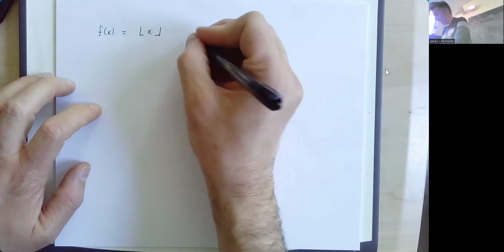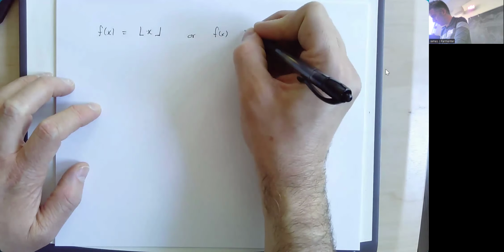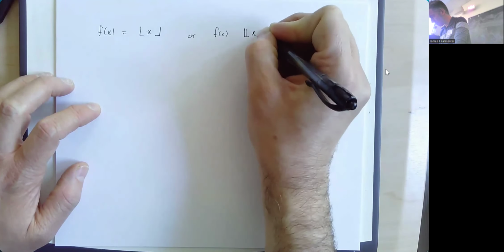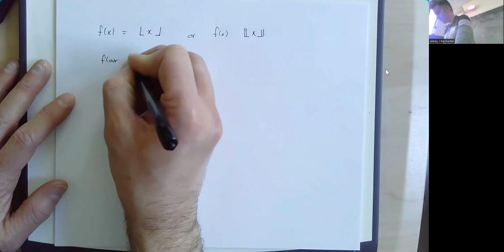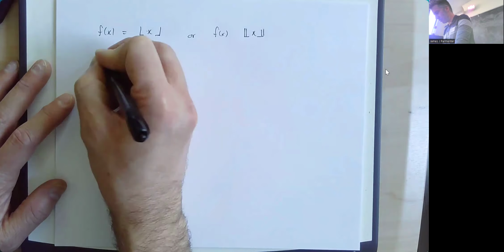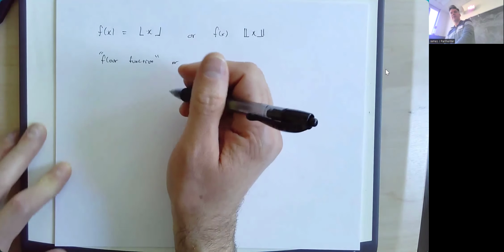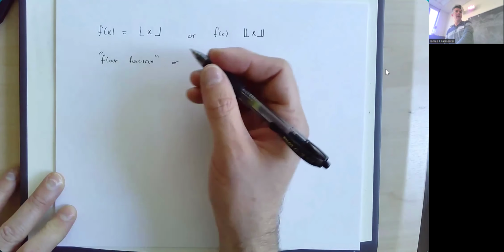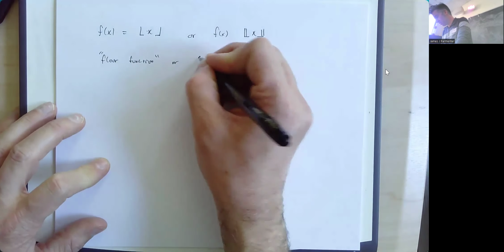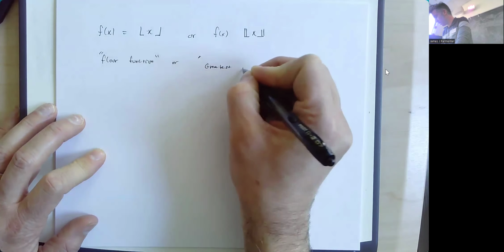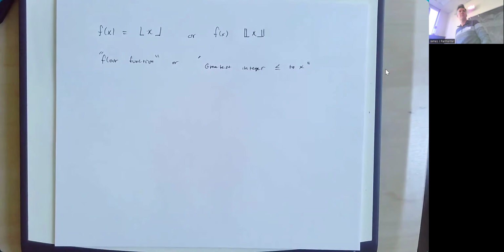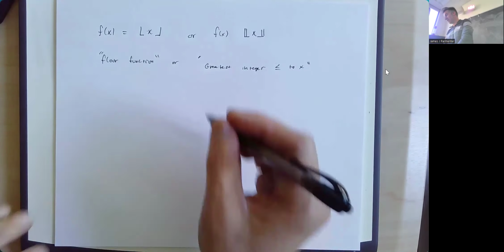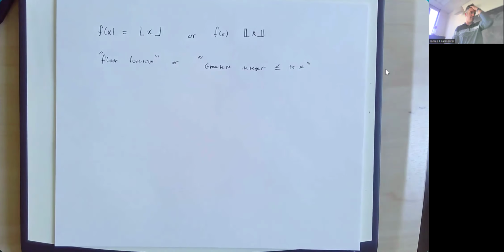Or someone might have written it as this with 2 vertical lines. It's annoying to write. And it's got like 3 different names. It's either called the floor function, maybe only 2 different names, or the terrible name, the greatest integer less than or equal to x function. Also, it's called a step function, although there's 2 different step functions that you should be aware of.